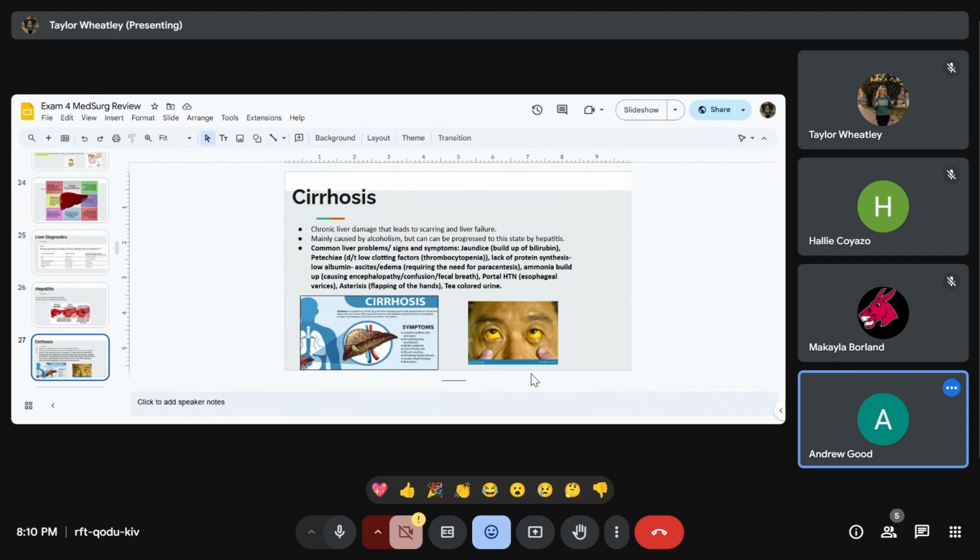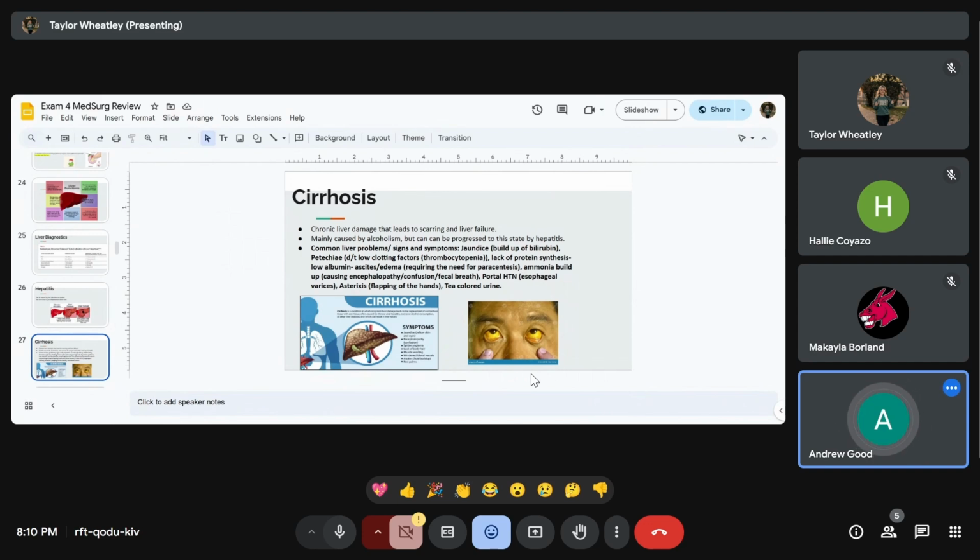A lot of the signs and symptoms I'm going to describe are based on the functions of the liver. So jaundice is the buildup of bilirubin. Our liver is supposed to take that bilirubin that's in our blood and push it back to, I think, the gallbladder, or break it down and store it. But if our liver is dysfunctional, that bilirubin is going to stay in our blood and then go into our tissues, causing that jaundice.